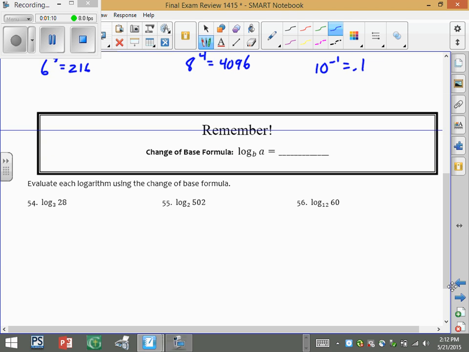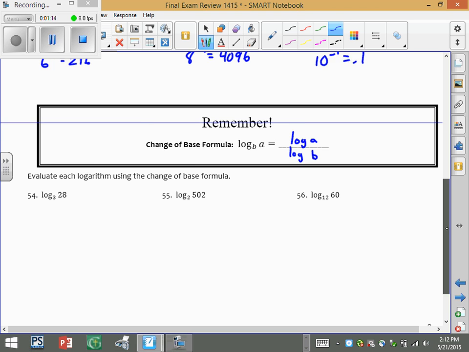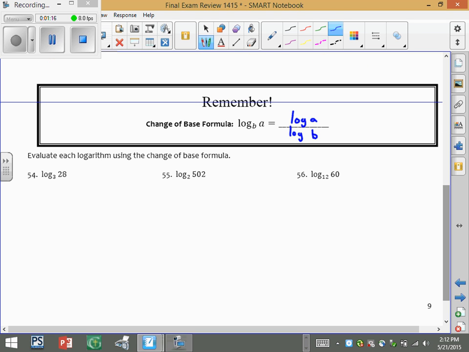So the change of base formula, remember you do log of A over log of B. So for this one, evaluate each using the change of base formula. So that'll be log of 28 over log of 3. And then you can just go to the calculator, and that'll give you the decimal 3.033, rounded to 3 decimal places. I would just encourage you to be consistent.